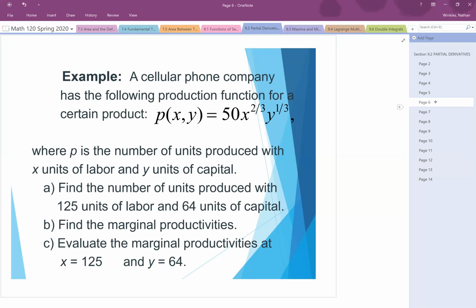Then we're going to find the marginal productivities and then evaluate the marginal productivities at X equals 125 and Y equals 64. So for part A, we're literally going to plug in. We're just going to plug in X and Y and get an answer. For part B, we're going to find its derivative, find all the partial derivatives. Part C, we're going to evaluate both of our partial derivatives at 125 and 64.